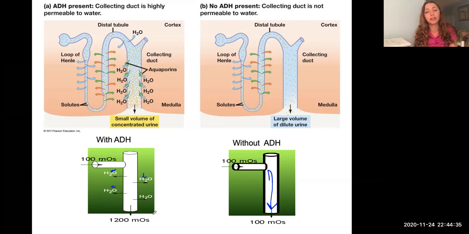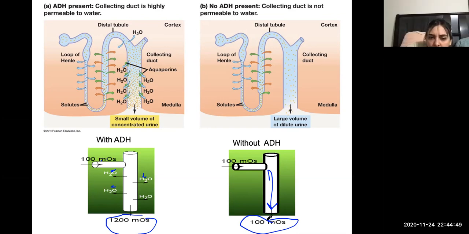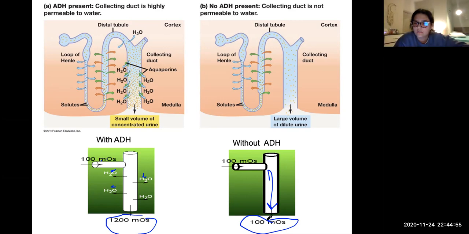You can see right here it's 1200 milliosmoles if the water is reabsorbed, and 100 milliosmoles if the water is not reabsorbed. That's the dilution of the water. 1200 milliosmoles means there's a lot more solute than water. It's concentrated urine because all of the water is being taken out, trying to hydrate you.